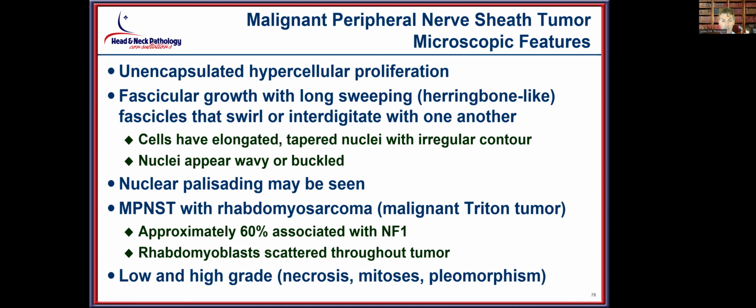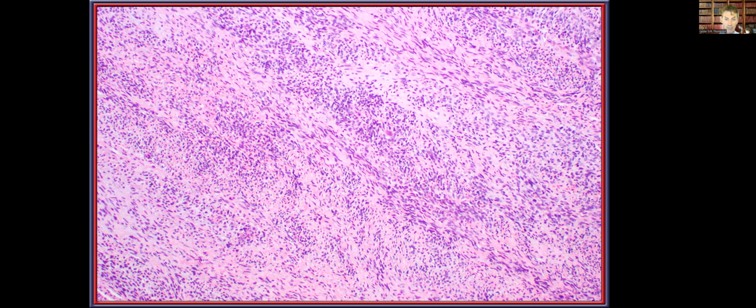Recognize that rhabdomyosarcoma can occur within the setting of MPNST, and when that occurs, this was the previous name of malignant Triton tumor. As you can tell, about 60% of these develop within the setting of NF1, so the rhabdomyoblasts are usually a scattered finding rather than representing the dominant finding. And as you know, there is grading done for MPNST with low and high grades based on tumor necrosis, pleomorphism, and the presence or absence of mitotic figures.